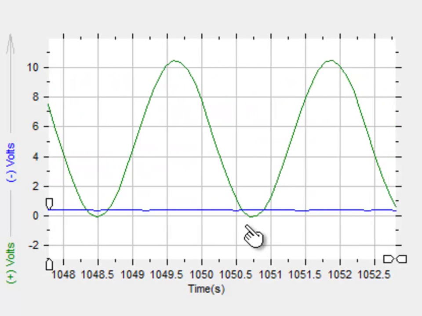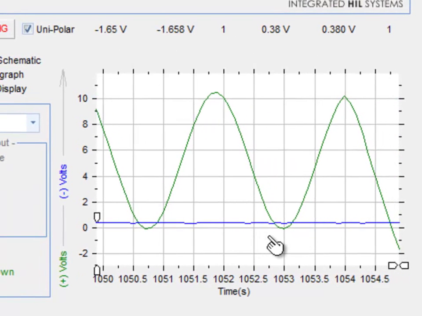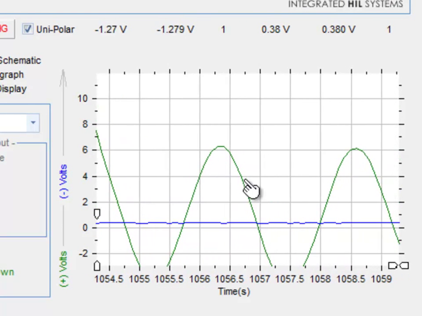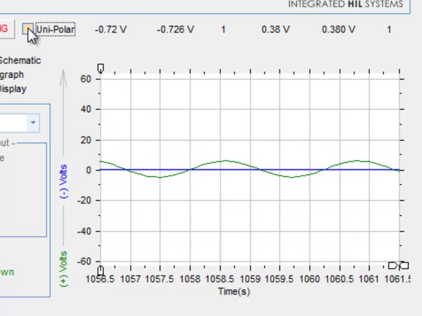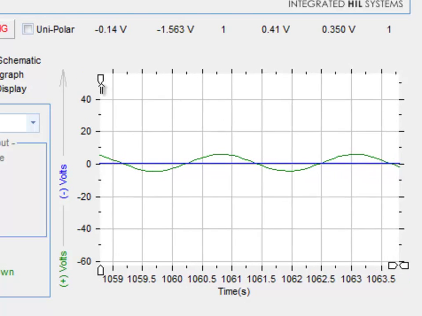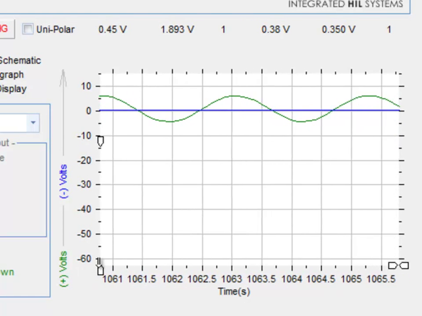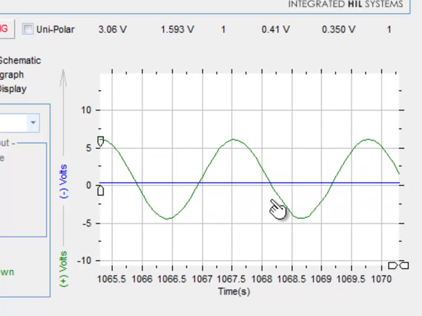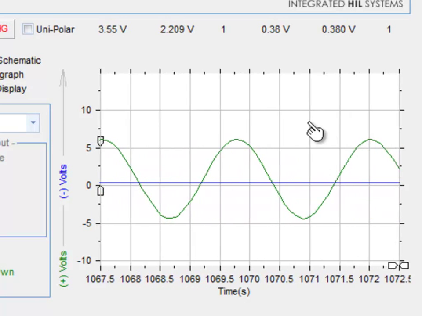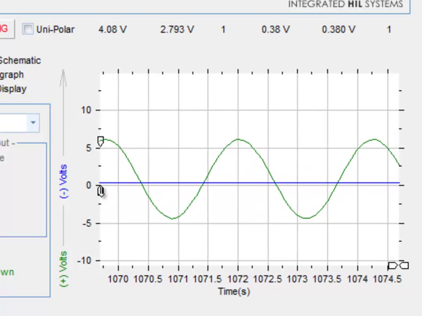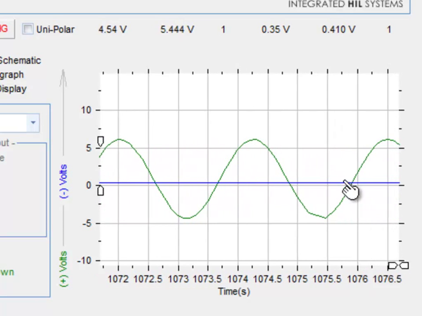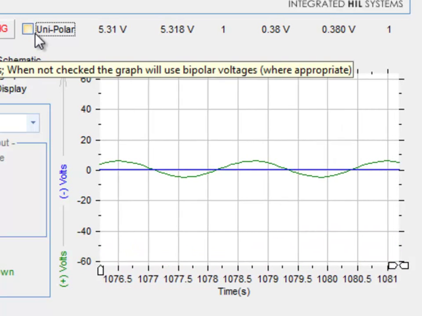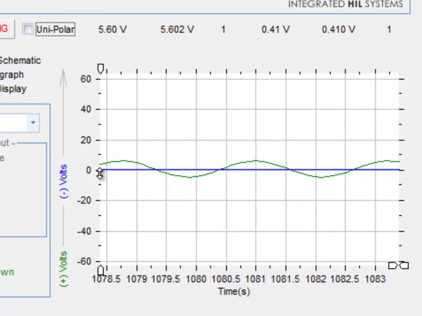If we have signals applied that are bipolar and going negative, then it's possible to change the graph display to be a bipolar display, like so. And here we can also increase the gain by moving the handles on the scope, like so. And zero in unipolar mode is at the bottom, and in bipolar mode is in the center.